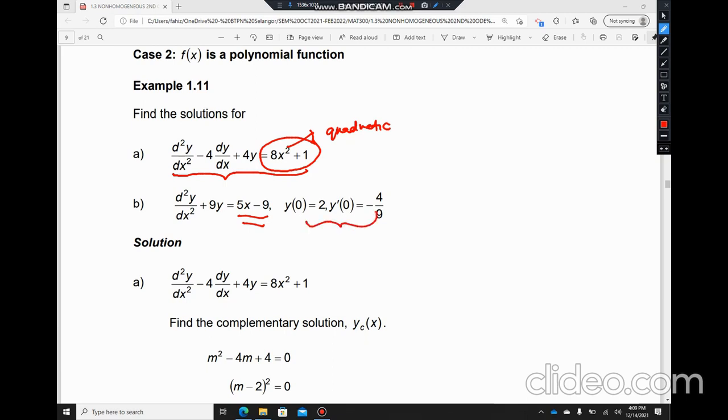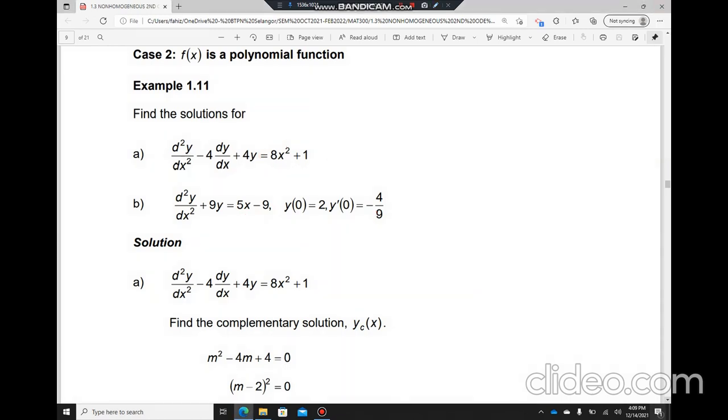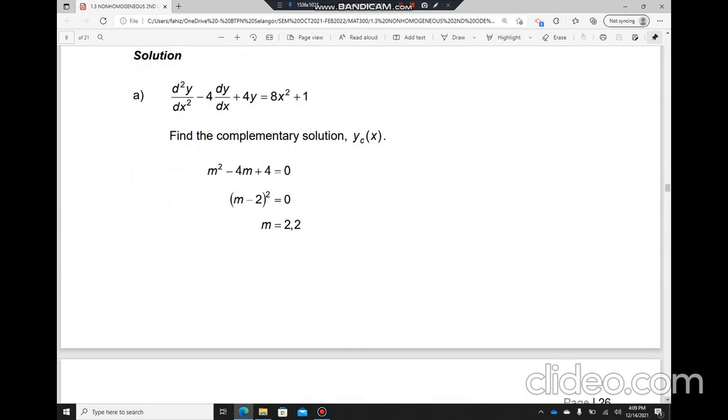Yang ni pun dia ada yang ni, untuk B dia ada initial value problem. Okay, so solution dia sama je step dia. First, d square y dx square minus 4 dy dx plus 4y. Kita kira dulu yang sebelah kiri, find the complementary solution yc.